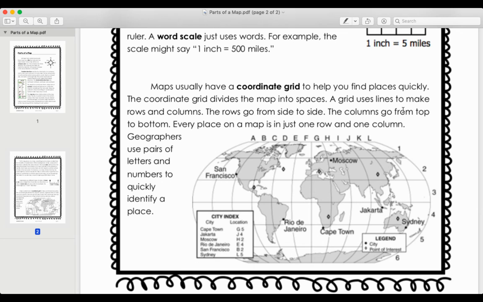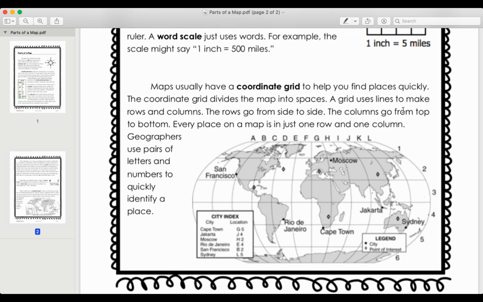Maps usually have a coordinate grid to help you find a place quickly. The coordinate grid divides the map into spaces. A grid uses lines to make rows and columns. The rows go from side to side. The columns go from top to bottom. Every place on a map is just in one row and one column. Geographers use pairs of letters and numbers to quickly identify a place.